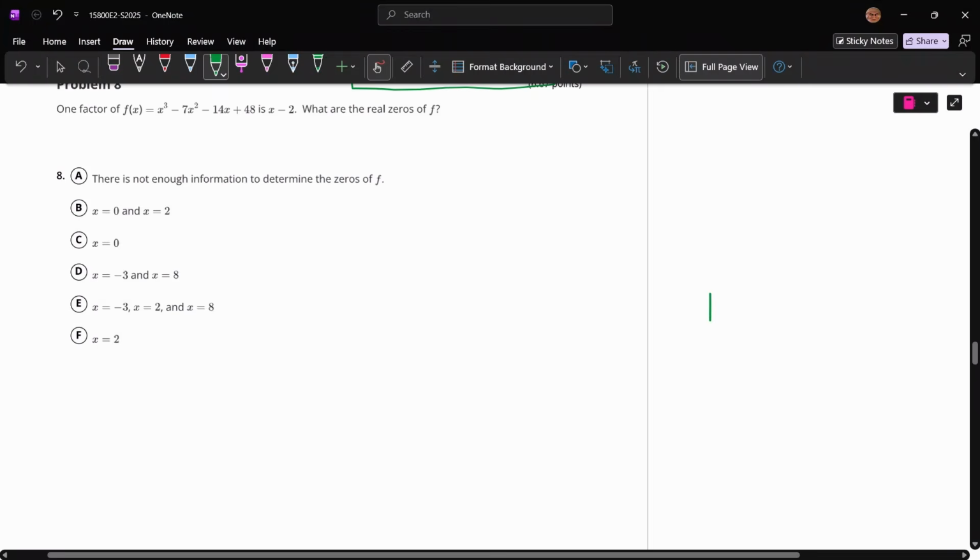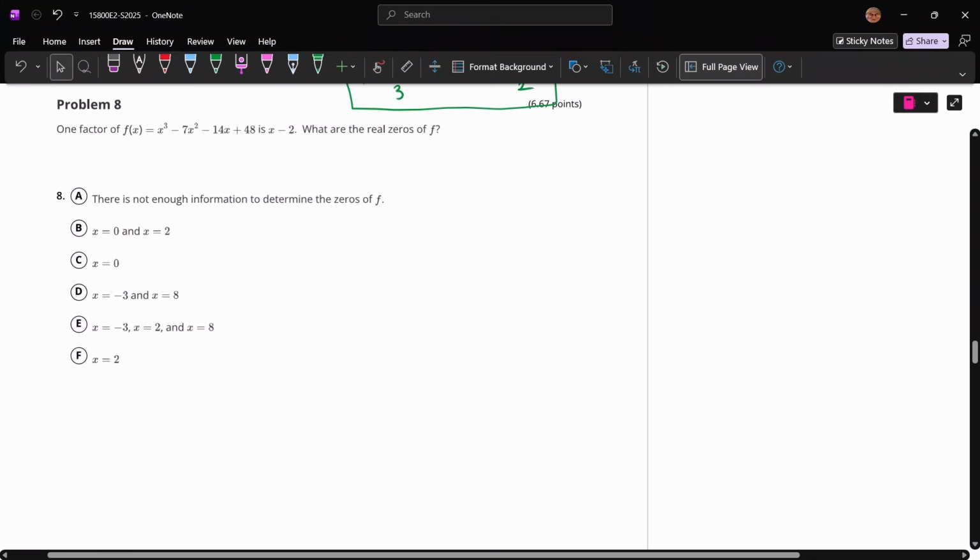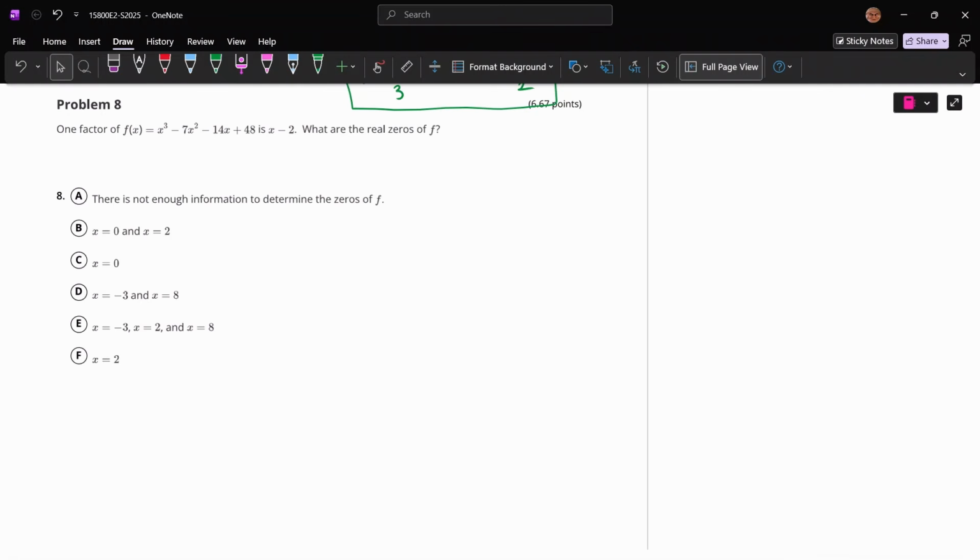Okay, in this question, let me scroll up a little bit. We are given that a factor of f of x, which is equal to x cubed minus 7x squared minus 14x plus 48, is x minus 2. So what are the real zeros of f?